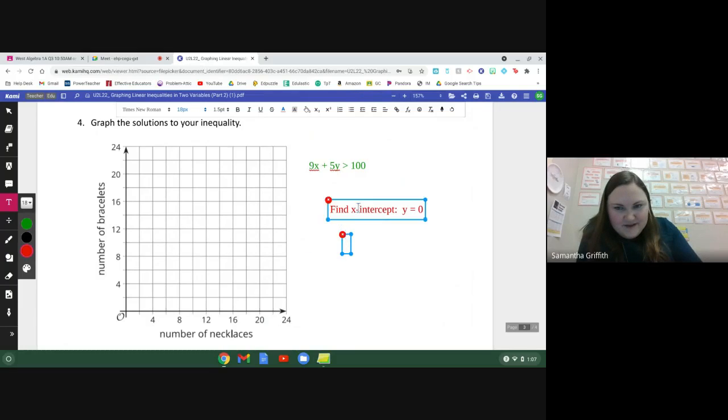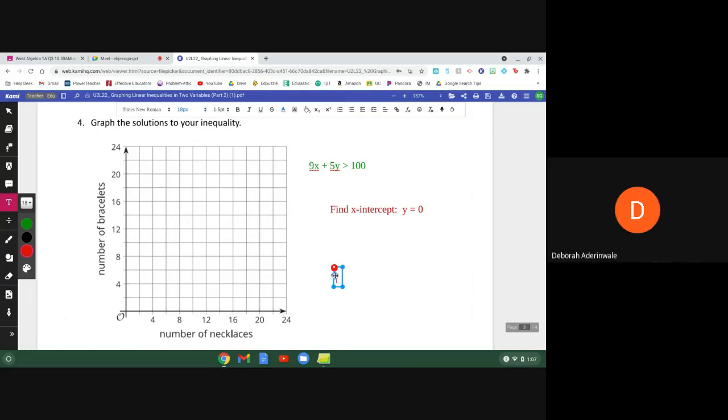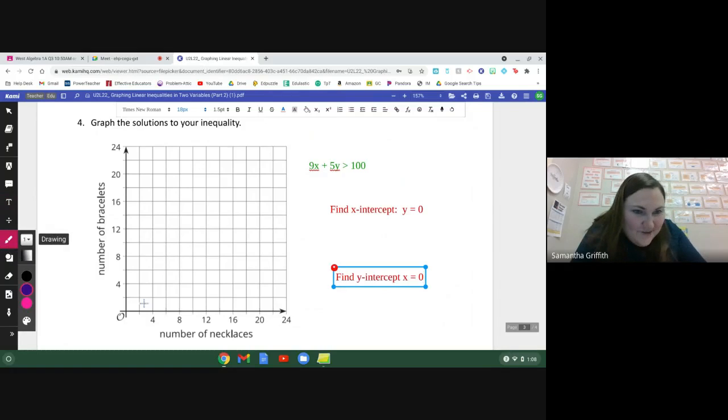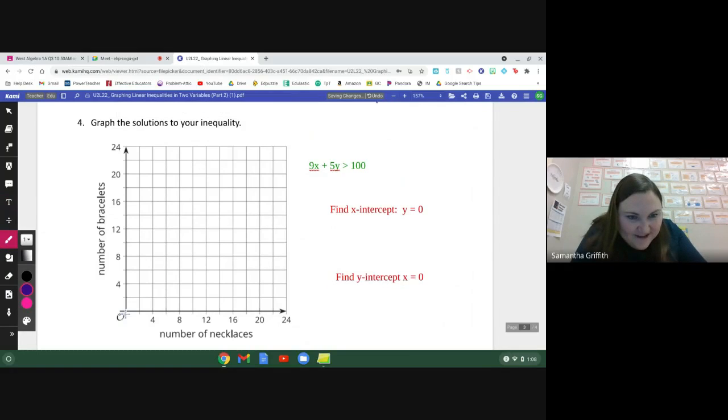You found the y-intercept, which is good. We find the y-intercept by making x equal to 0. If we make x equal to 0, that means y must be 20. So I can mark that point here on our graph. If our x is 0, y is 20. If she sells 0 necklaces, she needs to sell 20 bracelets.